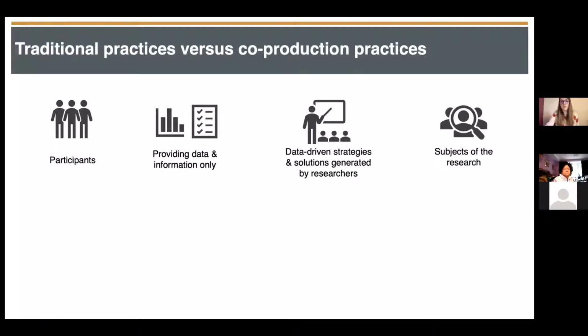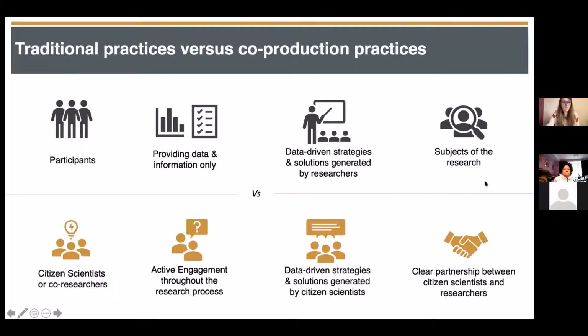But in comparison with co-production practices, citizens who engage in the research are called citizen scientists, or they're seen as co-researchers. They're actively engaged throughout the entire research process and not just to provide data and information. The strategies and solutions that are generated throughout the research are generated and steered by citizens and co-researchers. And there's also a clear partnership between citizen scientists and researchers throughout the process, so there's an equal balance between the two.